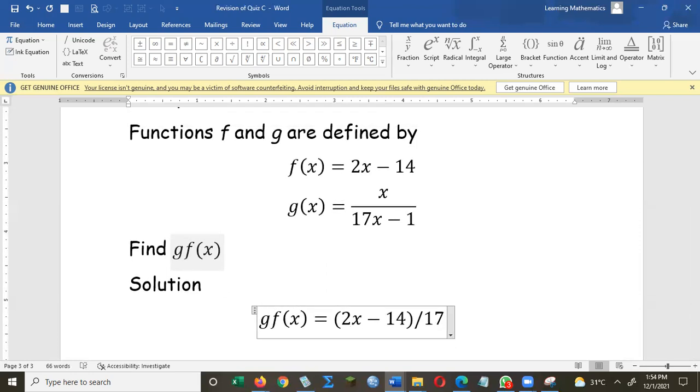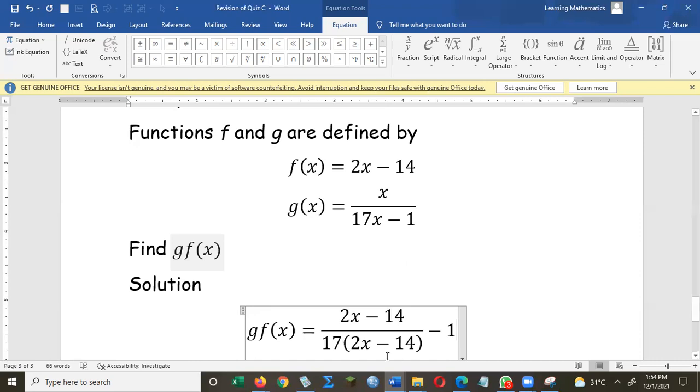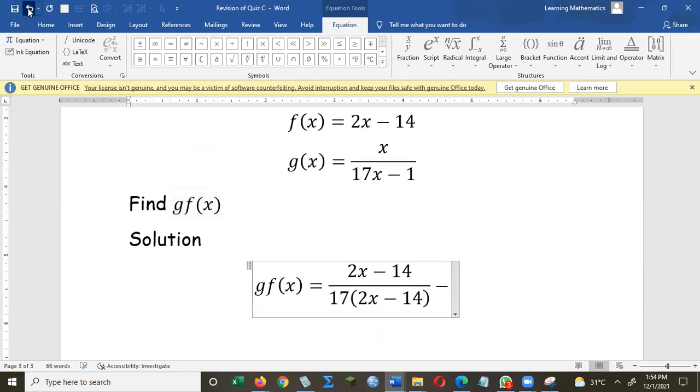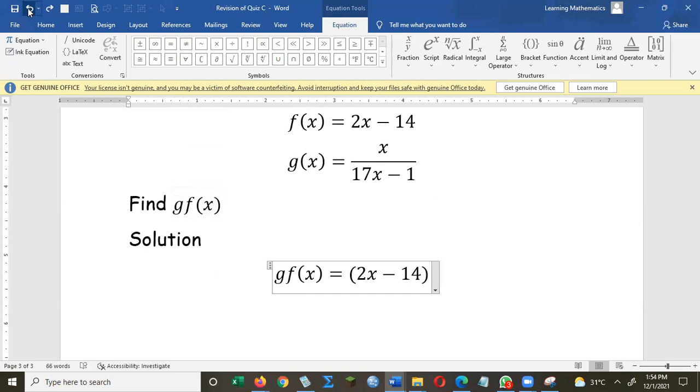17. Open bracket, 2x minus 14, close bracket. Now she's very correct, and look at what MathType did, it put a fraction there by itself. Wow, I never knew that it would do that. Let me see. So I just discovered something there.